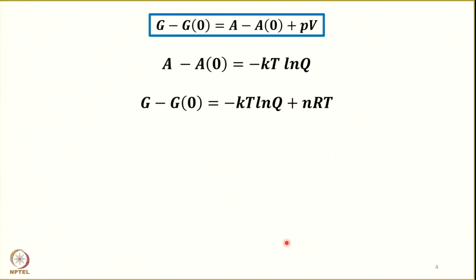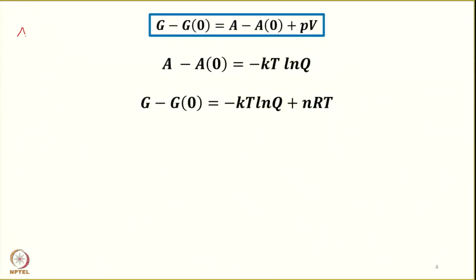Now, as I said, A and G are very useful thermodynamic quantities, because not only do delta A and delta G give information about maximum work or non-pressure volume maximum work available from the system, but the changes in A and the changes in G can give you a lot of information. For example, let us have a short discussion.